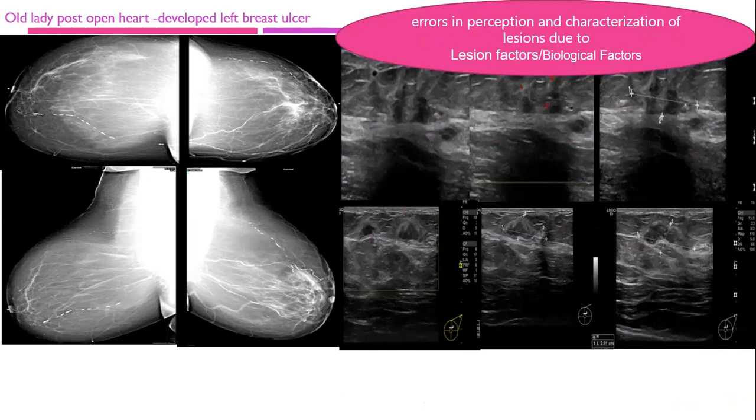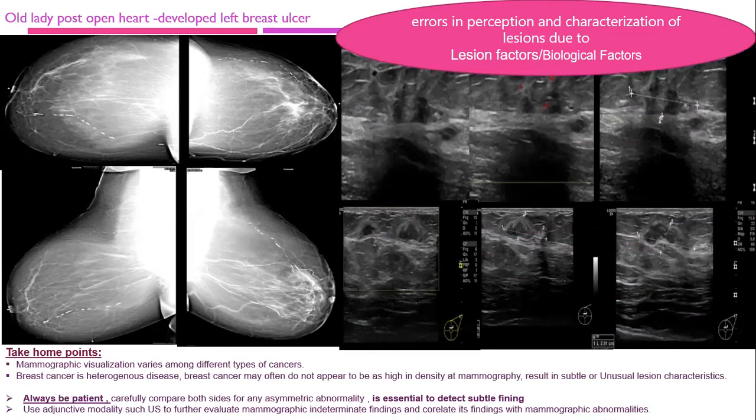These are unusual presentations of breast cancer, with subtle morphology. And as you know, mammographic visualization varies among breast cancers. Not all breast cancers present in the same way as a spiculated high density mass. As you know, it is a heterogeneous disease and might not appear as very high density on mammography to be appreciated.